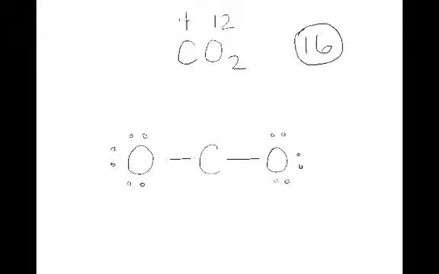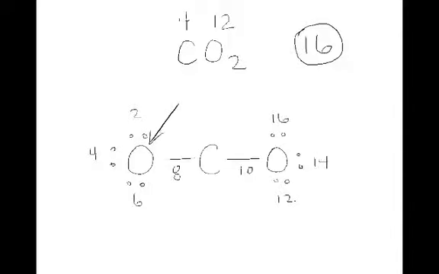Now let's look at the stability of each atom and the total number of electrons. First, we can count the total number of electrons. There are 2, 4, 6, 8, 10, 12, 14, 16. So at first glance, this looks pretty good because we know we need to have 16 electrons in the structure, and we do have 16 electrons. But on closer inspection, it's not so good.